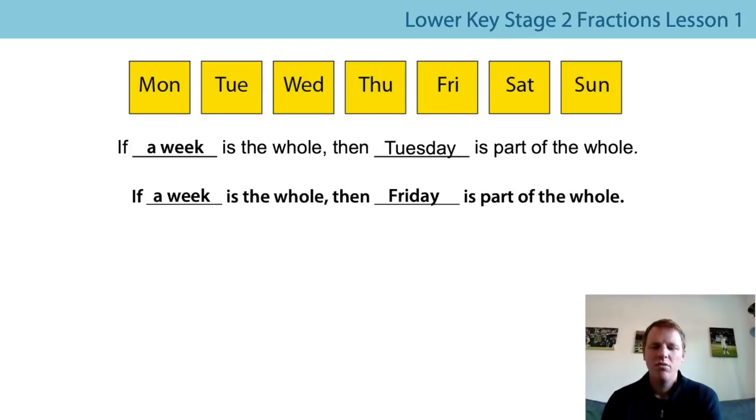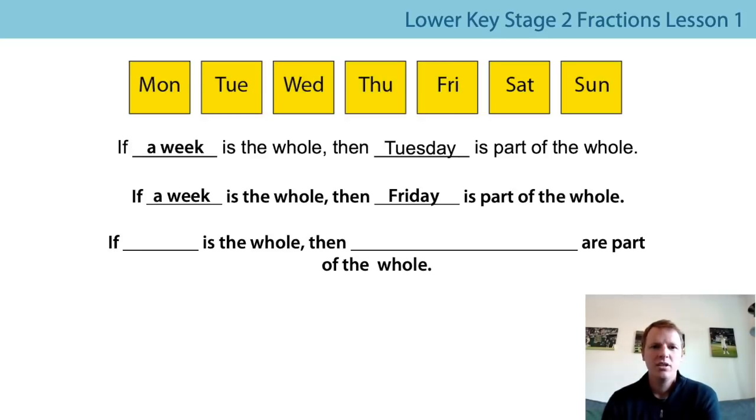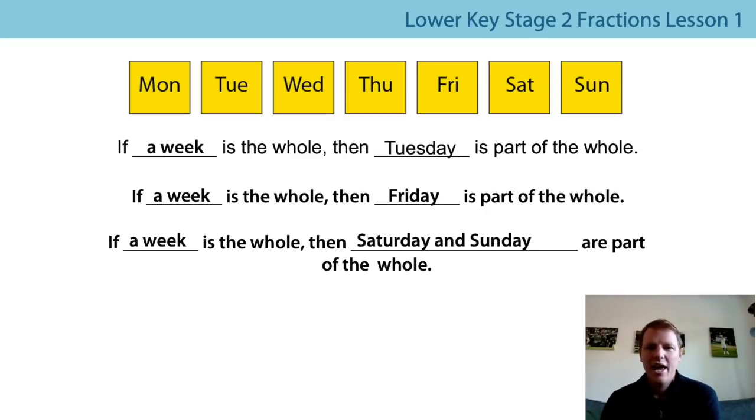Now, one I don't think you would have said, maybe you did, is this. Now, if you can see, I've made the size of what I'm going to write down as my part to be a bit bigger. This is also true. If a week is the whole, then Saturday and Sunday are part of the whole. Perfectly fine to include multiple parts together as a part of the whole, because we can see that Saturday and Sunday are both within our whole.